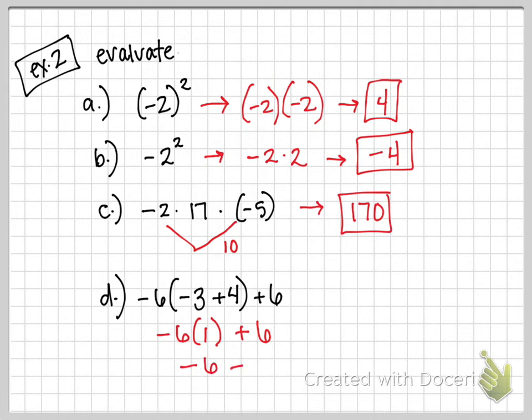You can just simplify. Yes. And then I get -6 plus 6. So that simplifies to 0. And is 0 an acceptable answer? Yes. Don't be freaked out by a 0. It is okay to get a 0 for an answer. All right.